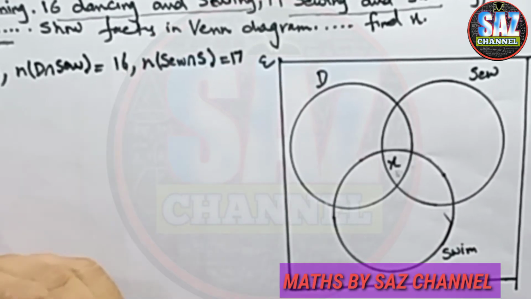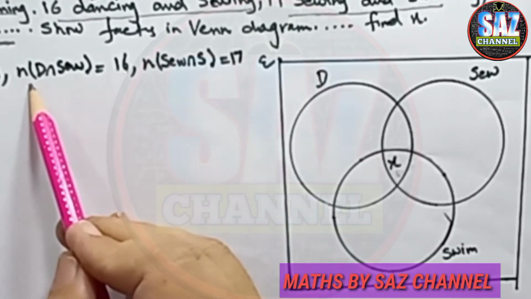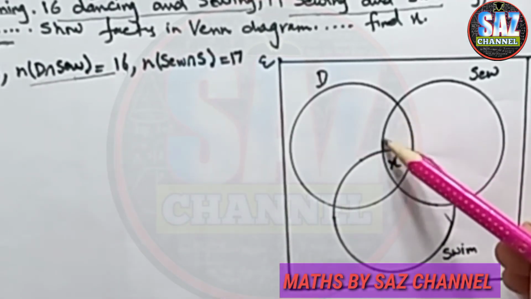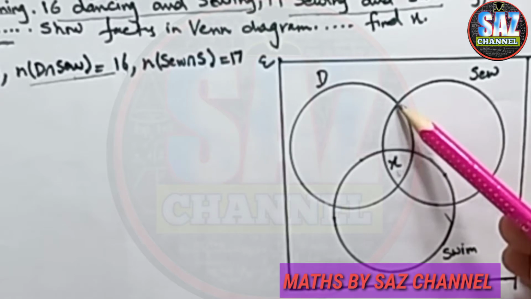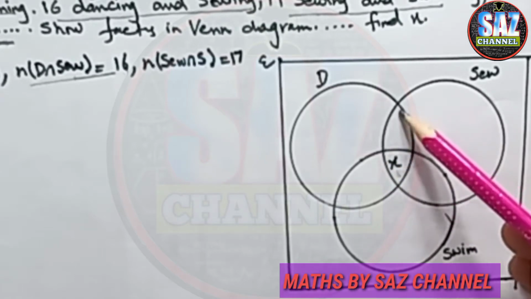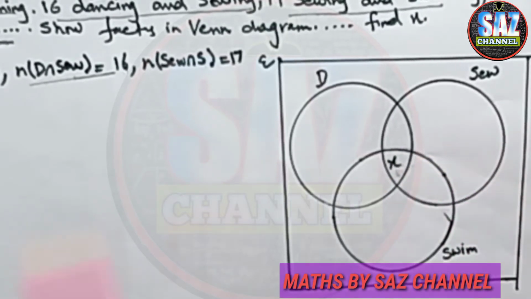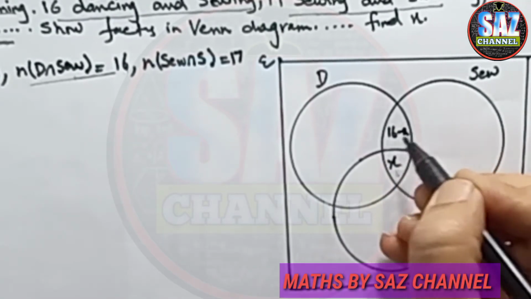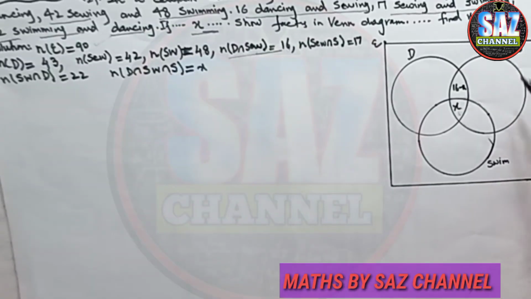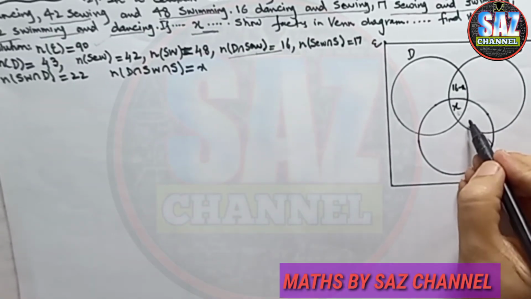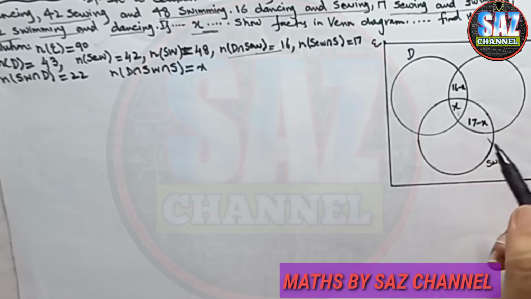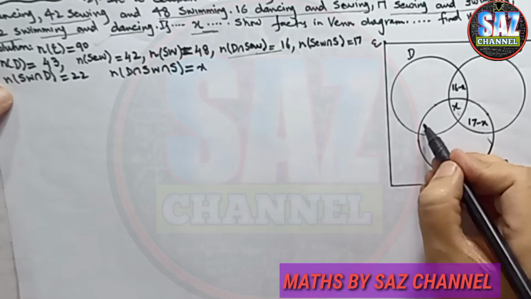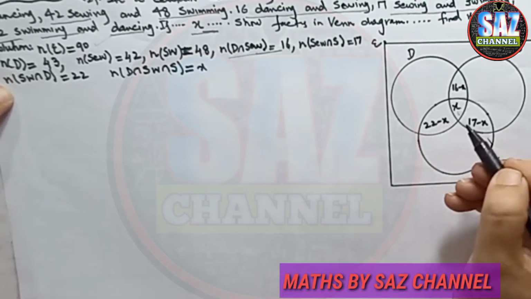Now, if we look at the information which is given for dancing intersection sewing, that is 16. Now, we need to find the value of this region only. Dancing intersection sewing contains this X as well. So, for this portion, the answer will be 16 minus X. Coming to sewing intersection swimming, it will be 17 minus X, and for dancing intersection swimming, that is 22, it will become 22 minus X.